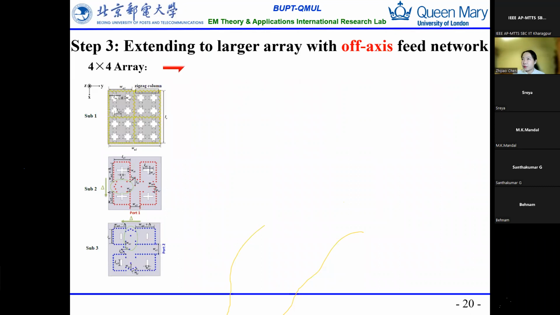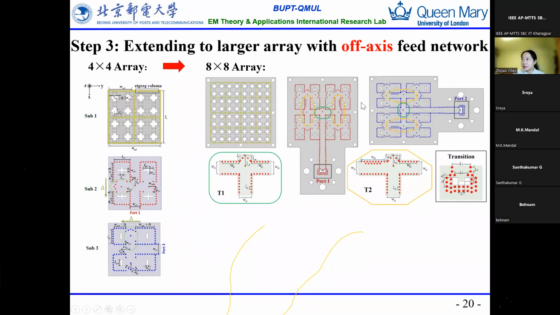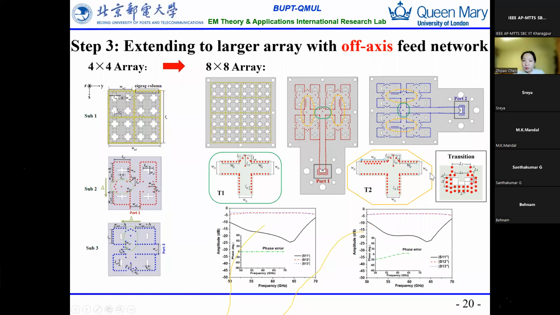And then we extend the 4x4 array to an 8x8 array, and this is the result. In this design, a very similar problem comes up, because the arms of the different power dividers are not equal, so we call this unbalanced arms. Then we add some vias on one arm to balance it with this output. And also we design a wideband transition to do the transformation from the waveguide to the SIW. And this gives a very good result.